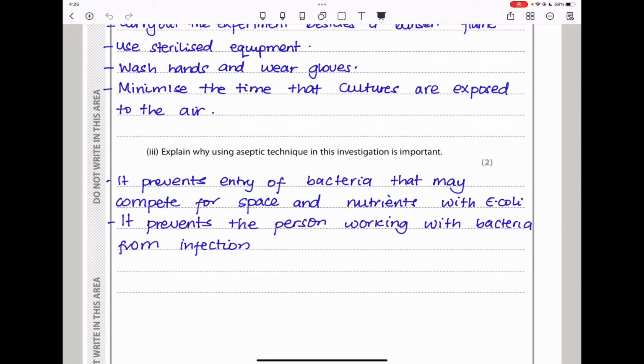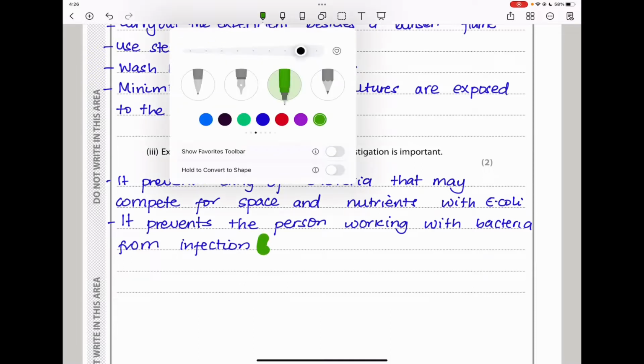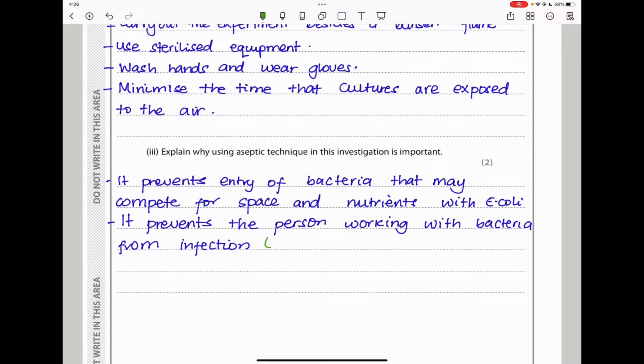Another part, it prevents the person working with the bacteria from getting infection. This could be if the other microorganism you're working with is pathogenic, so this is for pathogenic microorganisms that could be present in the air, pathogenic microbes. So using aseptic techniques prevents the growth of pathogenic microorganisms, which prevents the person carrying out the experiment from being infected by pathogenic microorganisms.